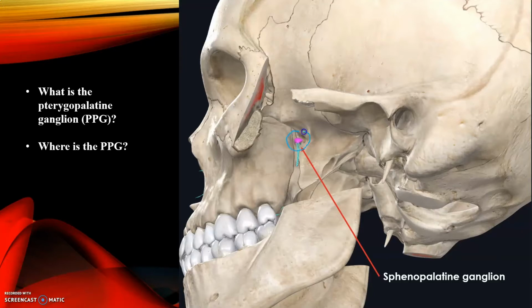So the ganglion itself contains the nerve bodies of efferent parasympathetic nerves. So the branch of the autonomic nervous system thought of as rest and digest. Your preganglionic fibers traveling from the brain or the brainstem will travel into the ganglion, synapse with the nerve bodies within the ganglion, and then send out the postganglionic branches to their effector organs.